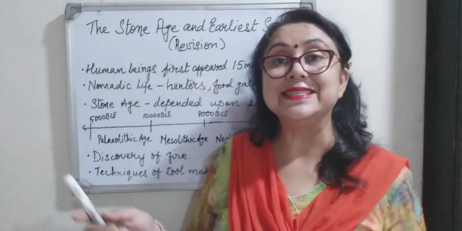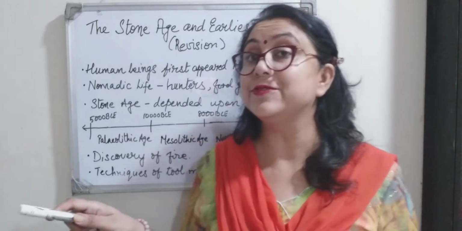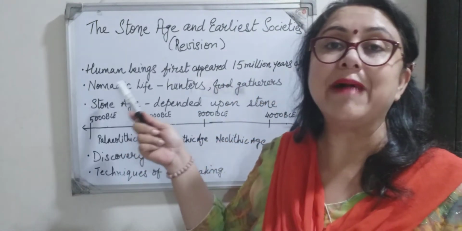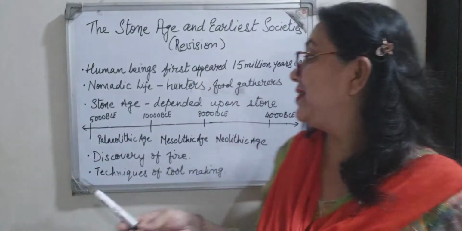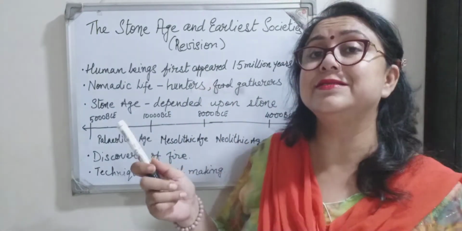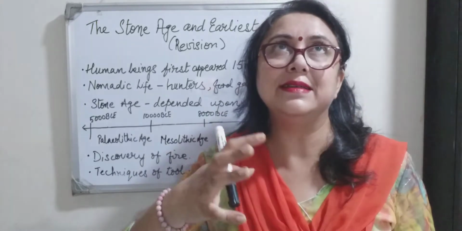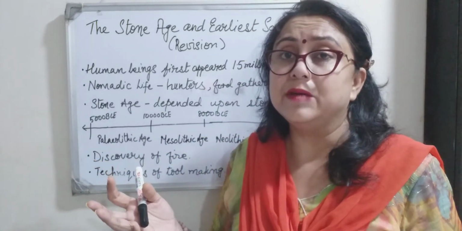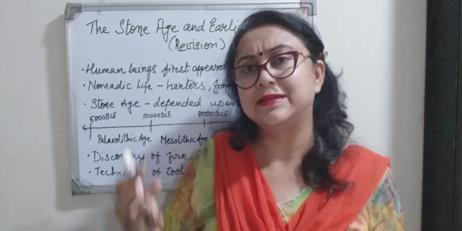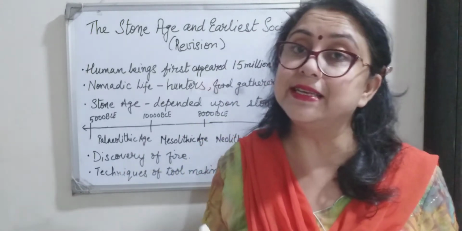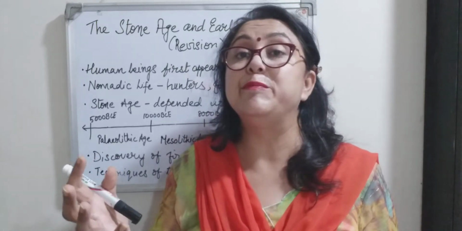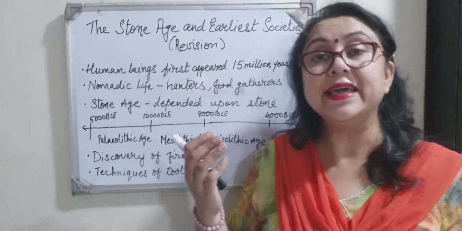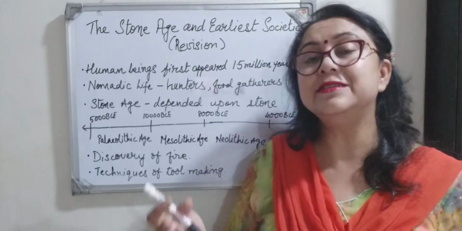Next, we read that during this period of time, they led a nomadic life, which was almost equivalent to animals, right? They were hunters, they were food gatherers, they lived in caves, just like animals. They did not lead a settled life. They kept moving from one place to another. And what was their basic need? Just food. So they hunted animals and they gathered fruits, nuts, whatever was there around, right?